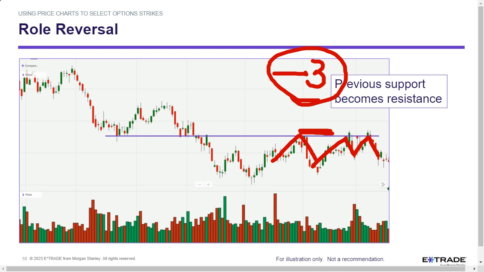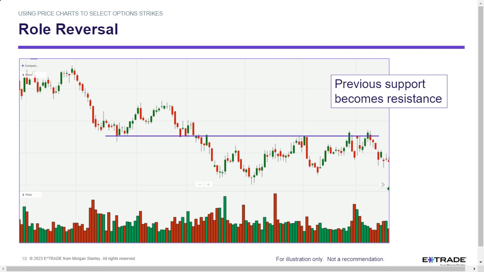But notice that my choice on whether I do 1, 2, or 3 is all informed by the fact that I've identified this role reversal level. So that's one way that I would use a technical condition like a role reversal. If I'm down below the role reversal and I'm looking for that to be resistance, then that resistance helps me decide what strike price I may want to consider.